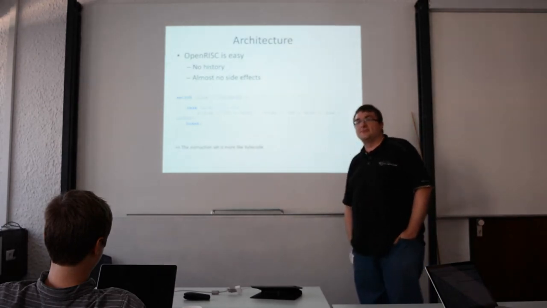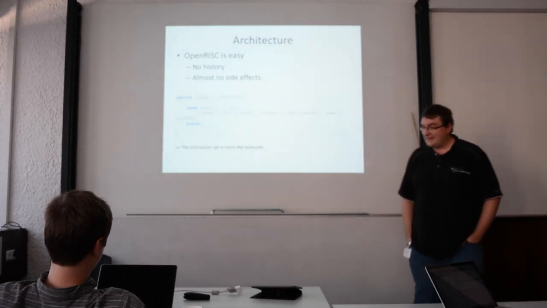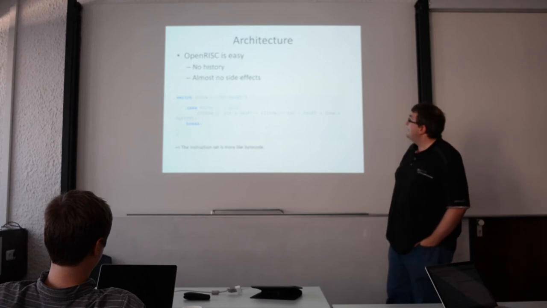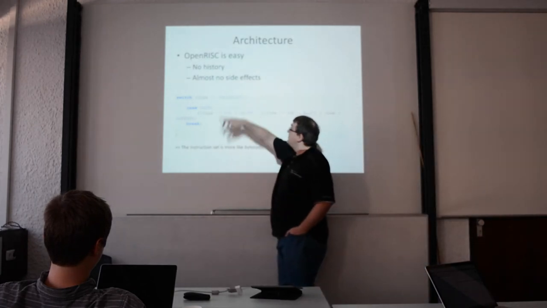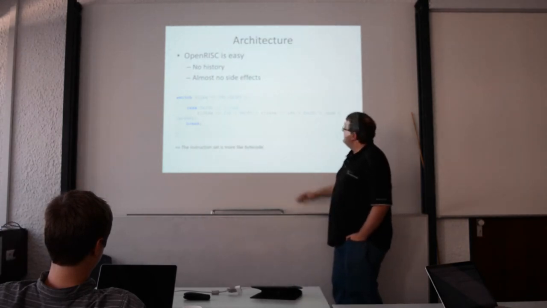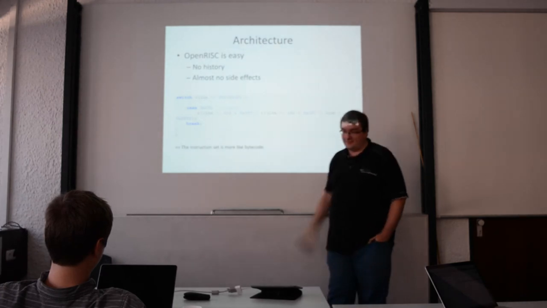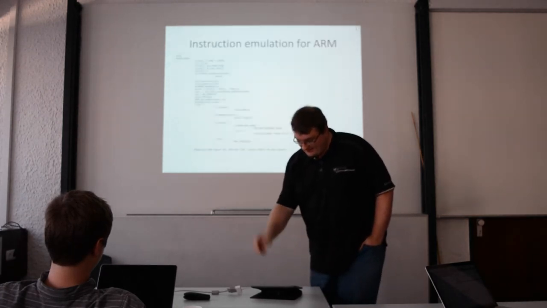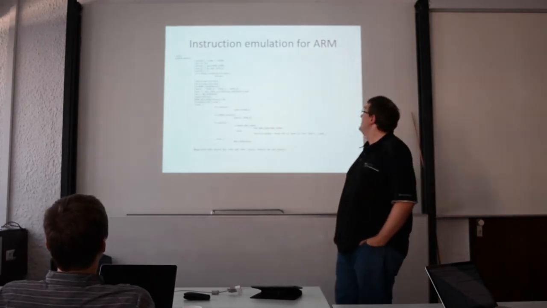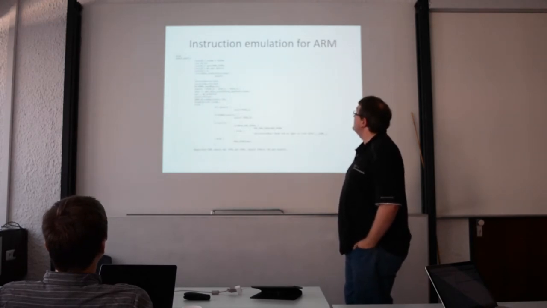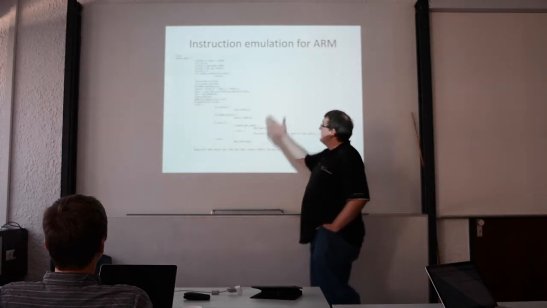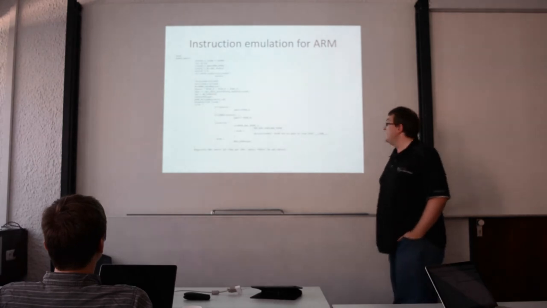OpenRISC is easy, and I mean this in the most positive sense. There's no history as in x86, there's almost no side effect. And I have here one example: just instruction decoding, the switch, and then here the AND, and this is everything which I need for this instruction. And if you look at ARM, what you have to do for the same thing, you can already see: this is a logical AND function for ARM taken from an emulator, I forgot which one, but this you have to execute for one logical AND.